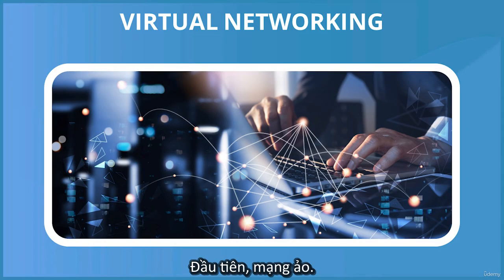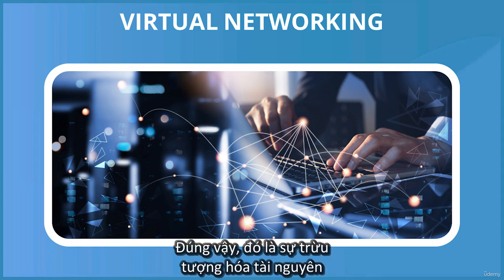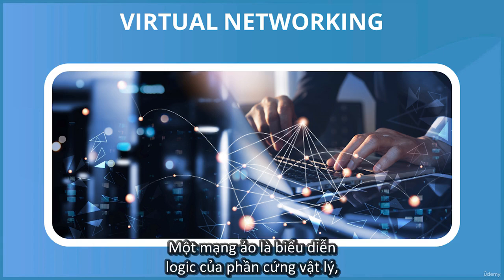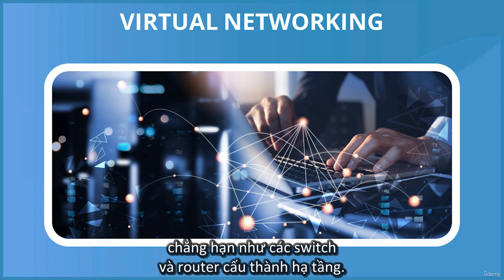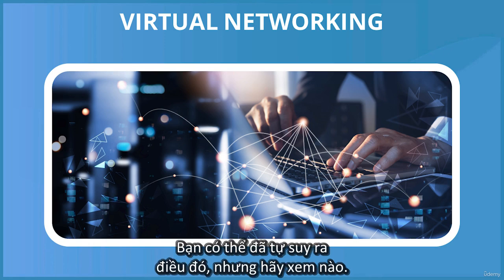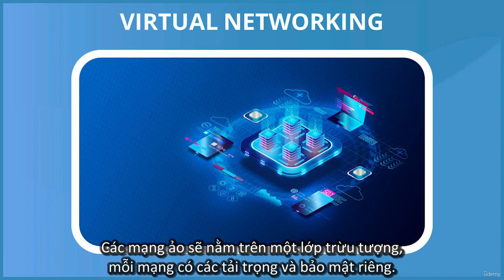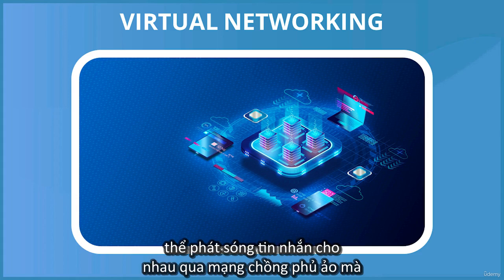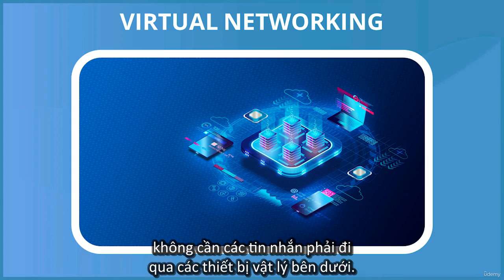So first off, virtual networking. Yeah, it's the abstraction of network resources from the underlying physical network infrastructure. A virtual network is the logical representation of the physical hardware, such as the switches and the routers that make up the infrastructure. You probably could have put that together yourself, but check it out. Virtual networks are going to reside on an abstraction layer, each with its own workloads and security. Now, while the virtual networks are isolated from each other, they can broadcast messages to each other via the virtual overlay network, without the messages having to pass through the underlying physical devices.